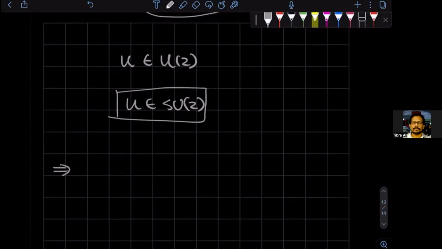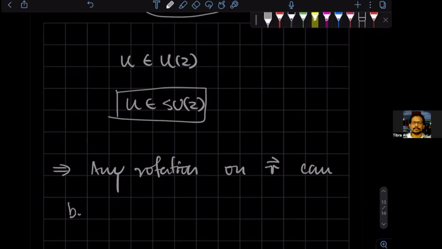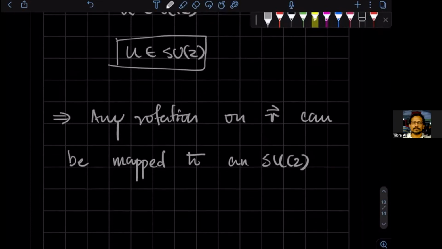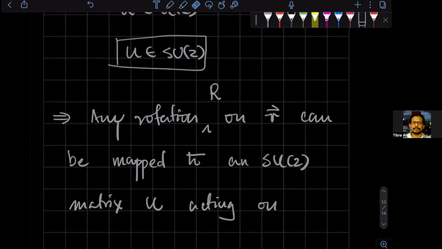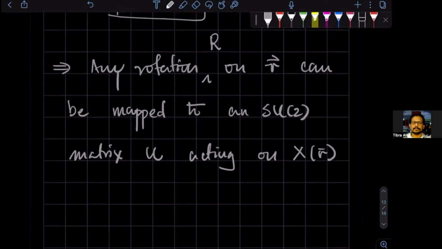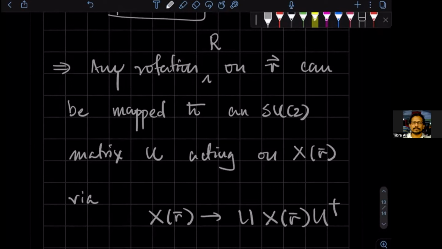So what does this show? This shows that any rotation on a three-dimensional vector R can be mapped to an SU2 matrix U acting on the Hermitian matrix X of R via this action.